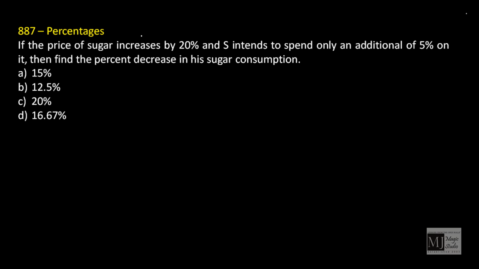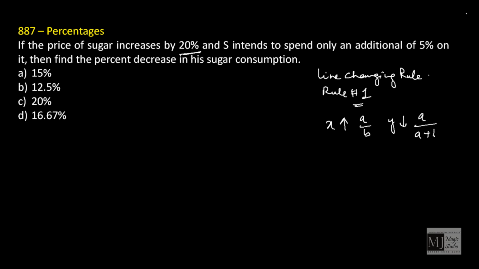If the price of sugar increases by 20%, we know the line changing rule in percentages. That is rule 1 from my rule book: if x increases by a by b, then y should decrease by a upon a plus b to keep x into y unchanged. Let's see, can we use this here? Price of sugar increases by 20%. S intends to spend only an additional 5% on it. Then find the percentage decrease in his sugar consumption.